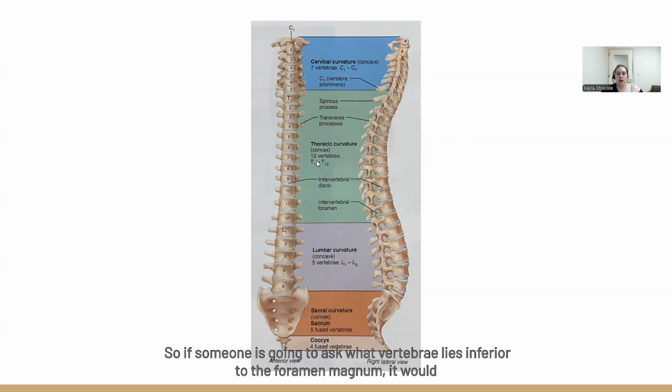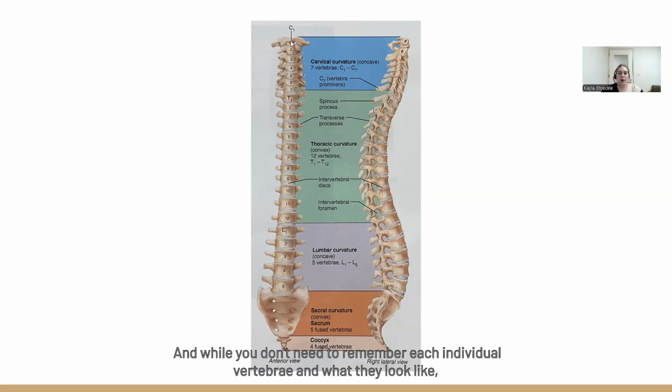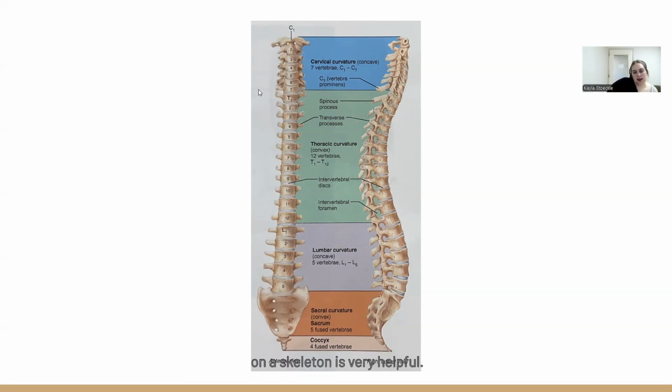So if someone is going to ask what vertebra lies inferior to the foramen magnum, it would be the C1 vertebra. And while you don't need to remember each individual vertebra and what they look like, knowing generally how many vertebrae are in each section and where you could find them on a skeleton is very helpful.